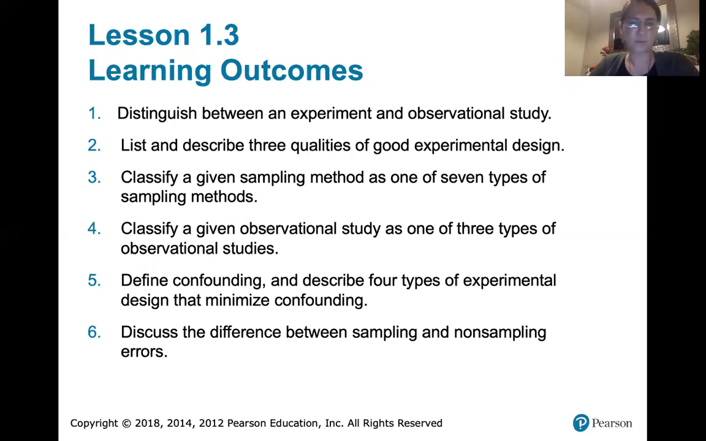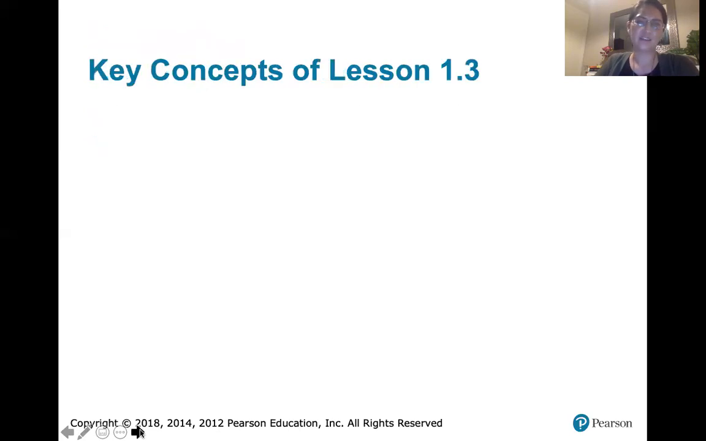And specifically, we're going to talk about random sampling error and non-random sampling error. And we want to minimize all of those errors that we can minimize. And then we want to accept the fact that there's going to be some random sampling error no matter what. So we've got a lot of learning outcomes in this lesson, but I want you to focus on this big picture. So these are the key concepts of lesson 1.3.